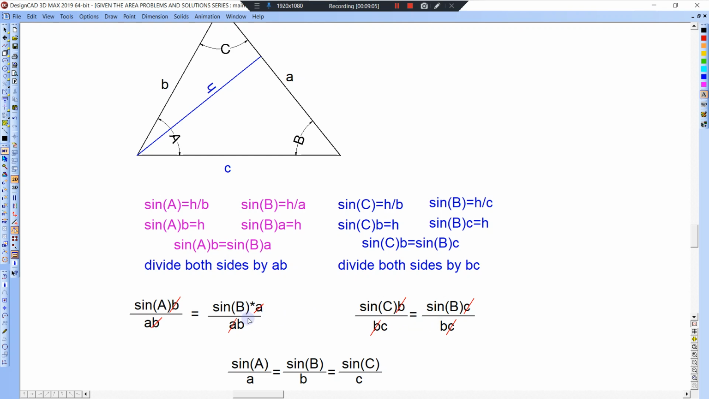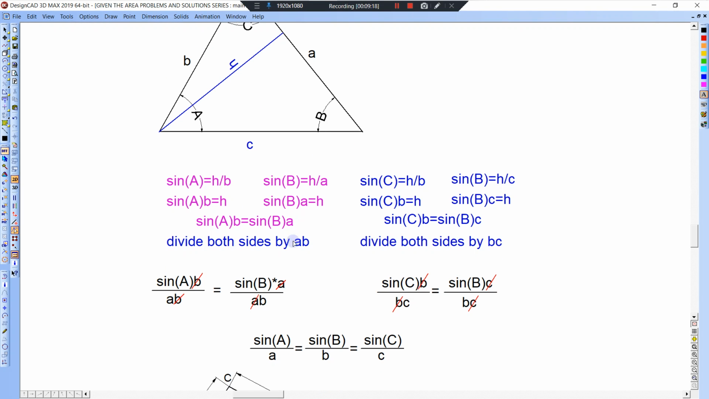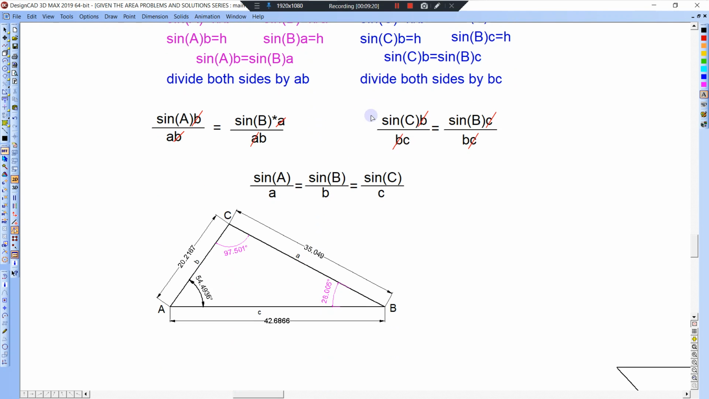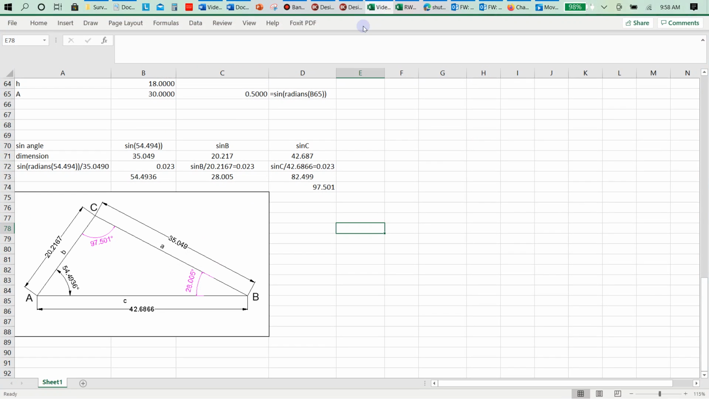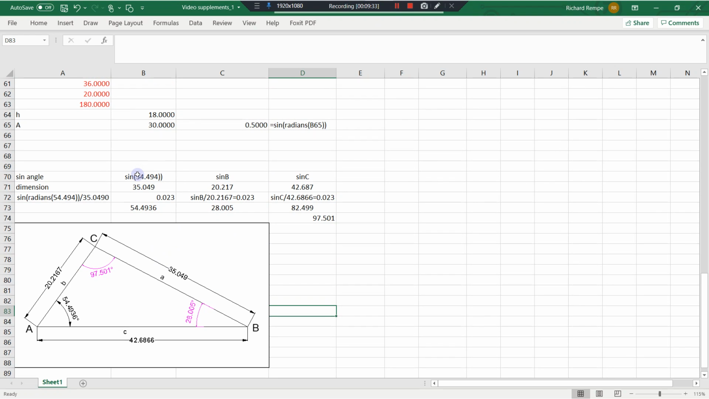And we already know that sine of b over b is equal to sine of a over a. And then that's how you confirm that they're all equal to each other, not just the first half. That's how you do it. And then let's look at this example. I think I did it already in Excel. So it'll help to understand how to apply it.